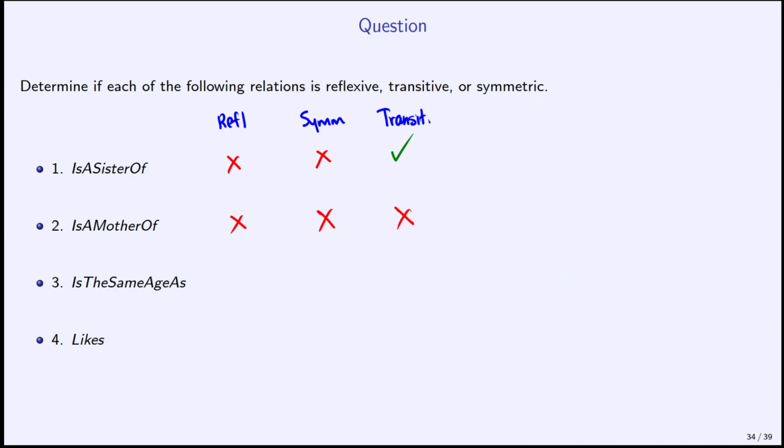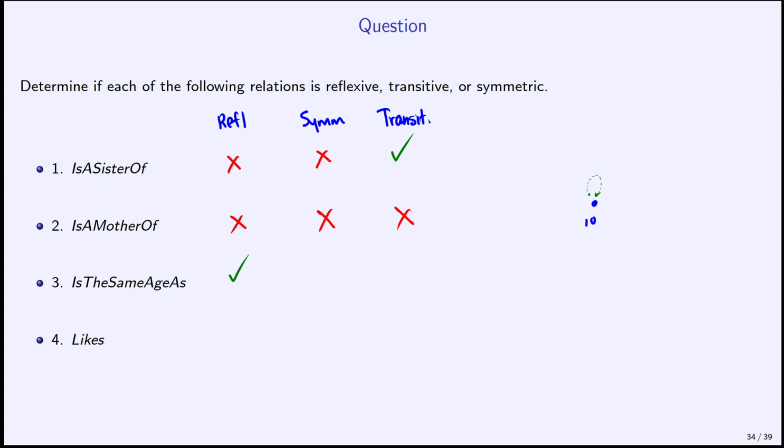Okay, let's do "is the same age as," and actually we just did this one as an example on the previous slide. So let's say there's someone who's 10 years old. Is the 10-year-old the same age as himself? And the answer to this one is yes, because if you're 10, then you're the same age as yourself.